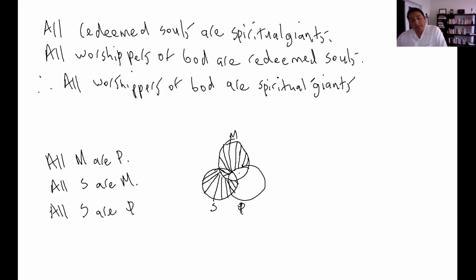Okay, and then now we ask, is the information contained in the conclusion, all worshipers of God are spiritual giants, included in the information of the premises? So this is requiring that any worshipers that exist be spiritual giants. It would exist right here. And so the information in the conclusion is contained in the premises, and this would be valid.